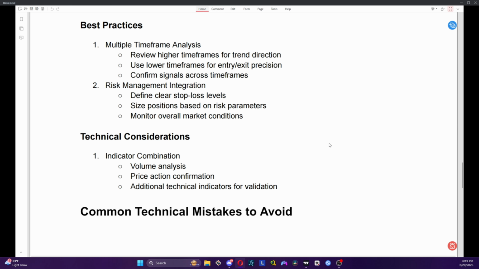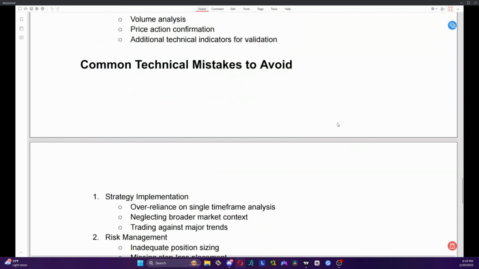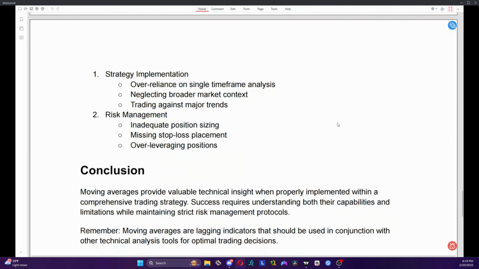Now, here are some common technical mistakes that you should avoid. Over-reliance on single time frame analysis. I'm going to make this as simple as possible. Don't just get in the trade because the 8 crosses the 21. That's silly. It doesn't make sense.